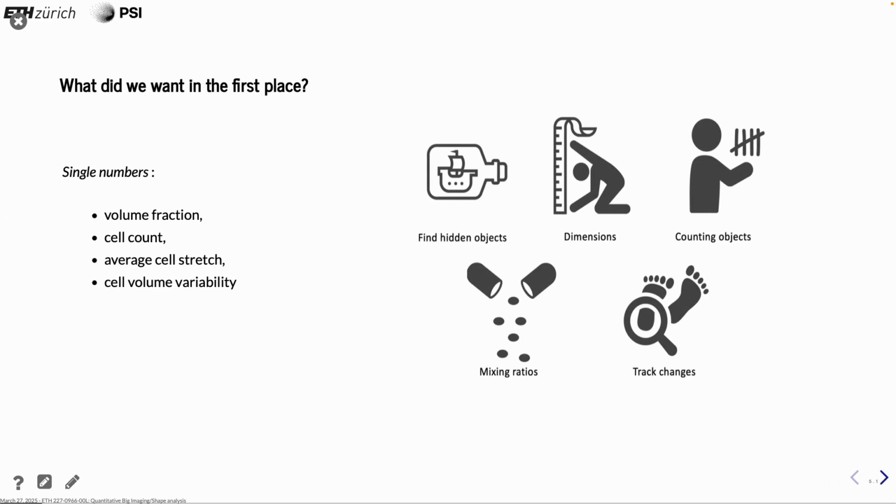So now is the question what we want to do. We want from the images extract single numbers or a few numbers telling us something. Could be the volume fraction, could be cell counts, cell stretch, for example, cell volume variability. And with that, with the imaging methods, we can actually now find hidden objects. We can look for dimensions, counting, mixing ratios maybe, or track changes. The change tracking is actually something that comes in a later lecture when I'm talking about time series. But anyway, we need numbers to be able to see these changes.